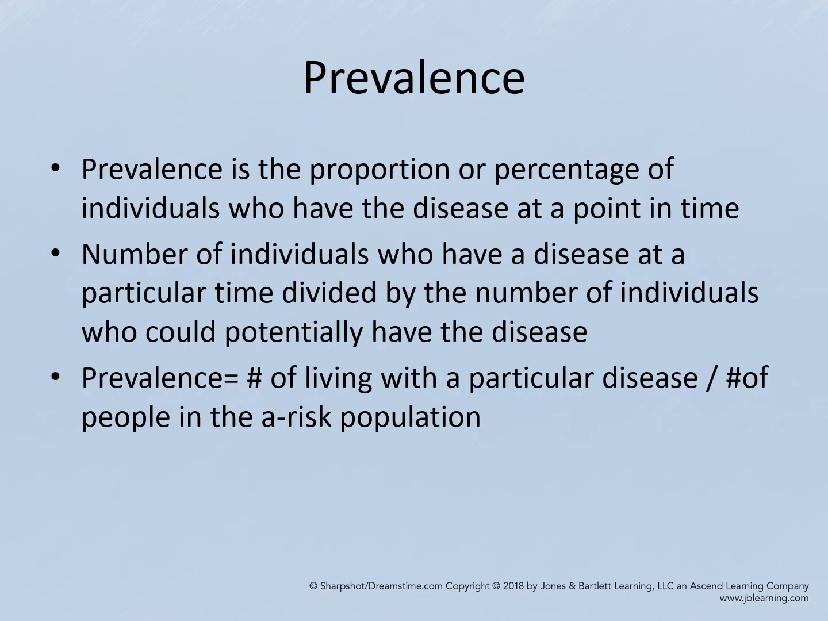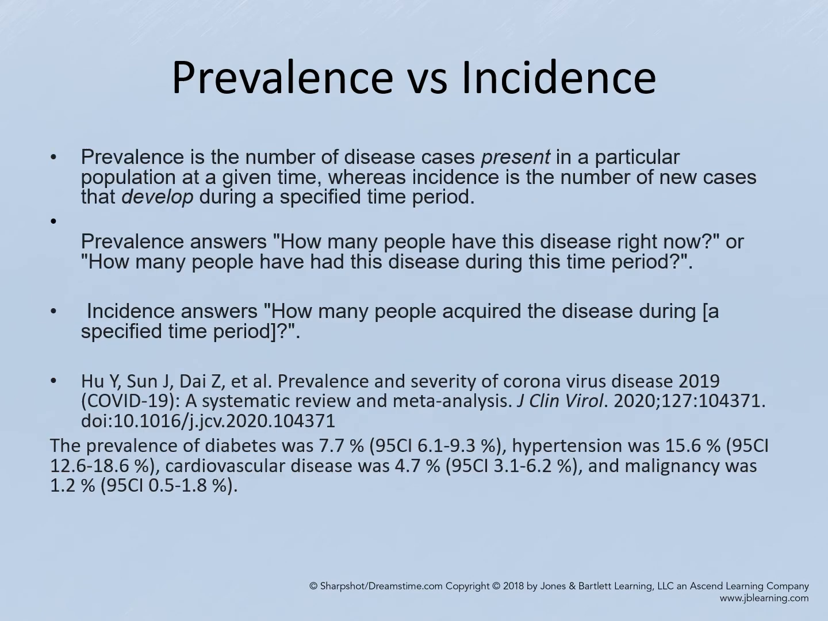So looking at prevalence. Prevalence is the proportion or percentage of individuals who have the disease at a point in time. So it is the total number of people who are affected by the disease. This is the number of new cases and number of existing cases. So it is the number of people who are affected at that particular time divided by the number of individuals who could potentially have the disease. So the prevalence is the number of people who are living with a particular disease divided by the number of people in the at-risk population. So looking at an example, what is prevalence and what is incidence?